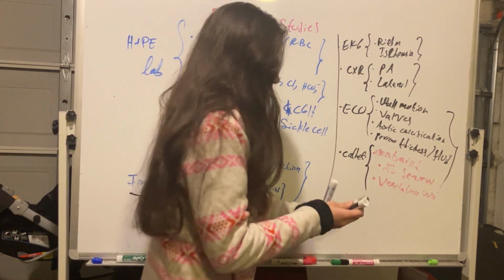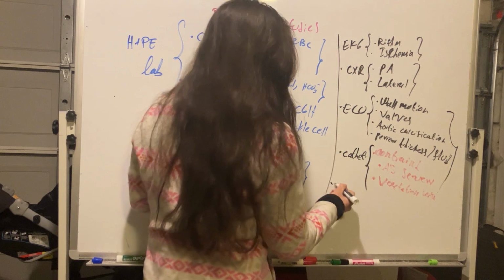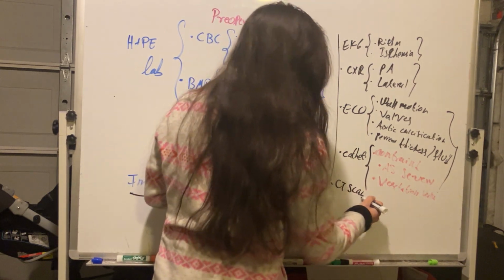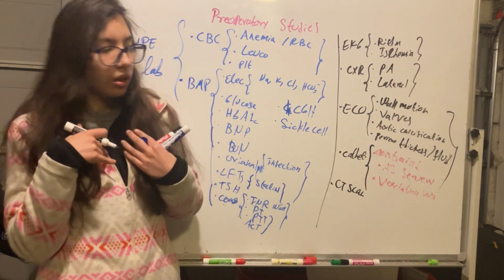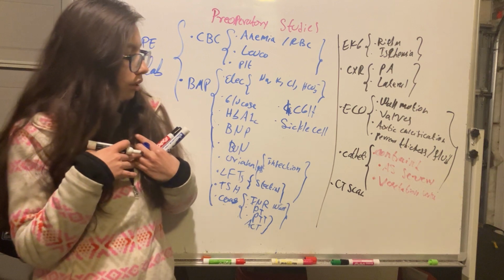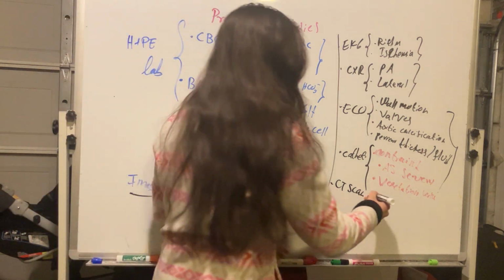Sometimes we can also do a CT scan. This is for evaluating a mass in the thorax and to evaluate for the aorta.